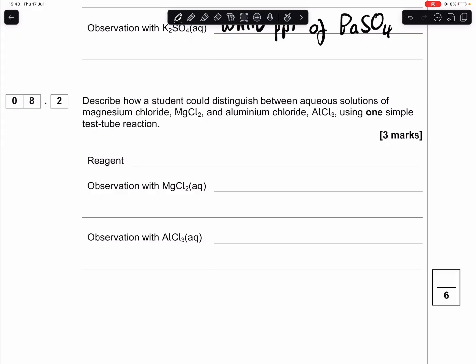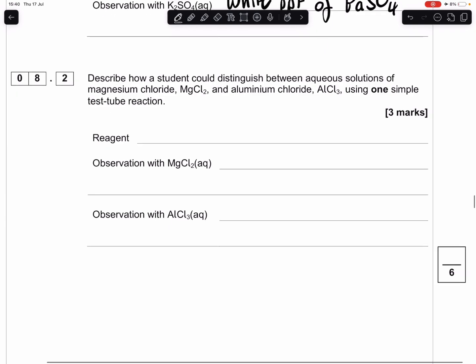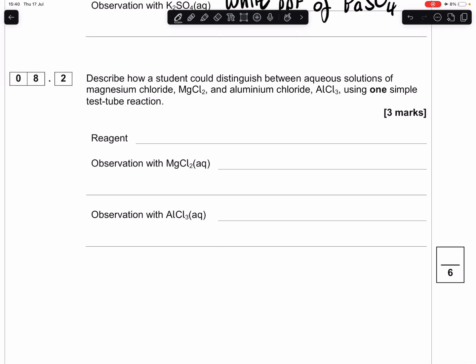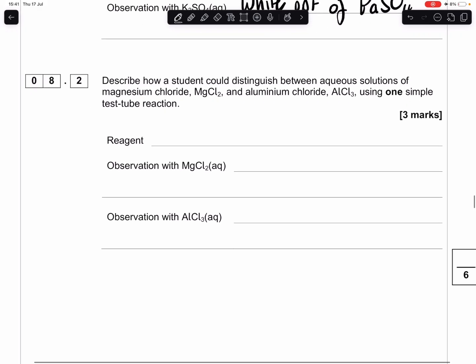Describe how a student could distinguish between aqueous solutions of magnesium chloride, MgCl2, and aluminium chloride, AlCl3, using one simple test tube reaction. So, if you remember, group 2 hydroxides make a white precipitate, which changes in solubility down the group. Whereas aluminium will also form a white precipitate. So you're thinking, what can we do here? This question is quite devious, and lots of people are going to get this wrong, or just not think of it. But what happens is, if you add excess sodium hydroxide, that is of course the source of OH minus, as it is a strong base, fully dissociates.